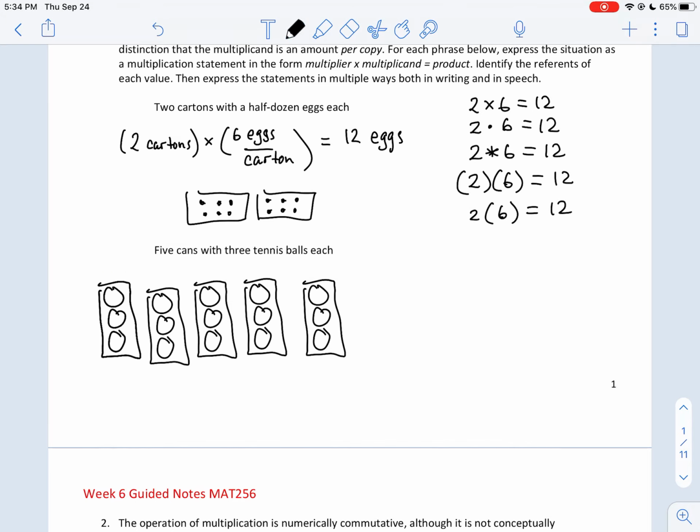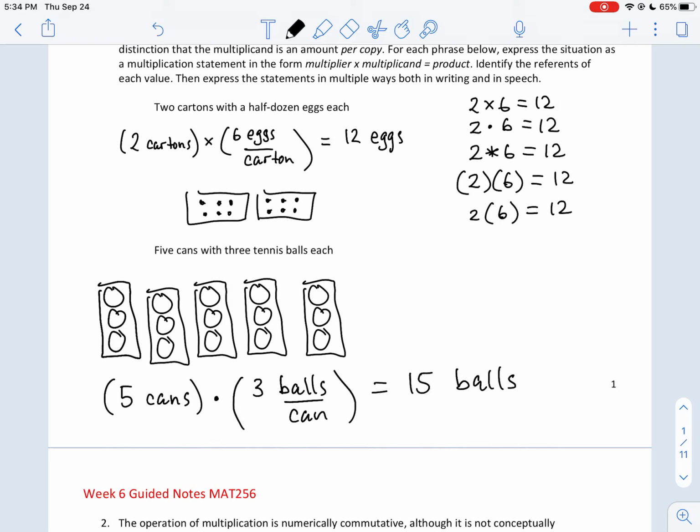But if we were to write this out, it'd be something like this. 5 cans with a unit times, I'll do the dot this time, but we say times, or multiplied with, or multiplied by. There's a few ways you might say that. 3 balls per can. Again, the multiplicand is a something per something. Gives me a total of 15 tennis balls.